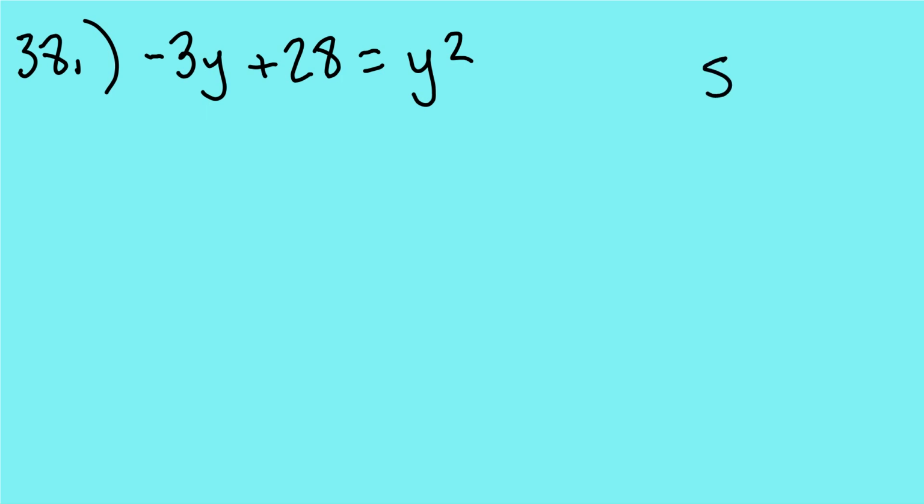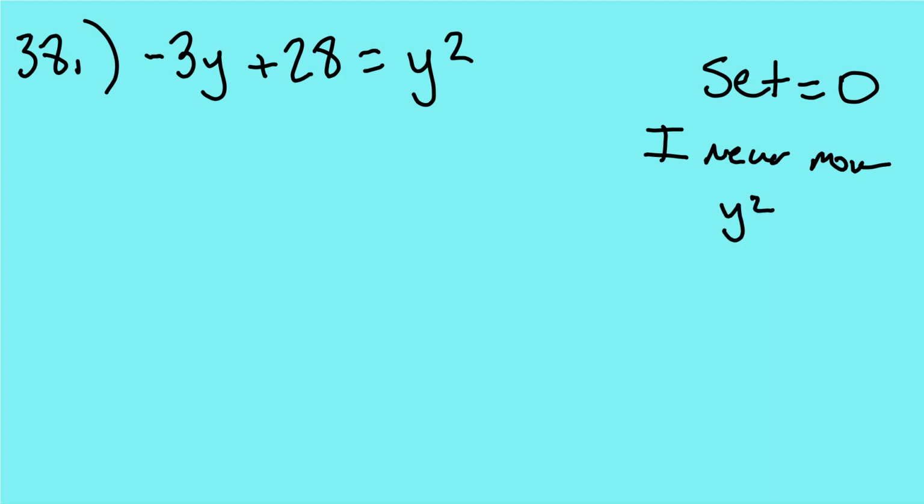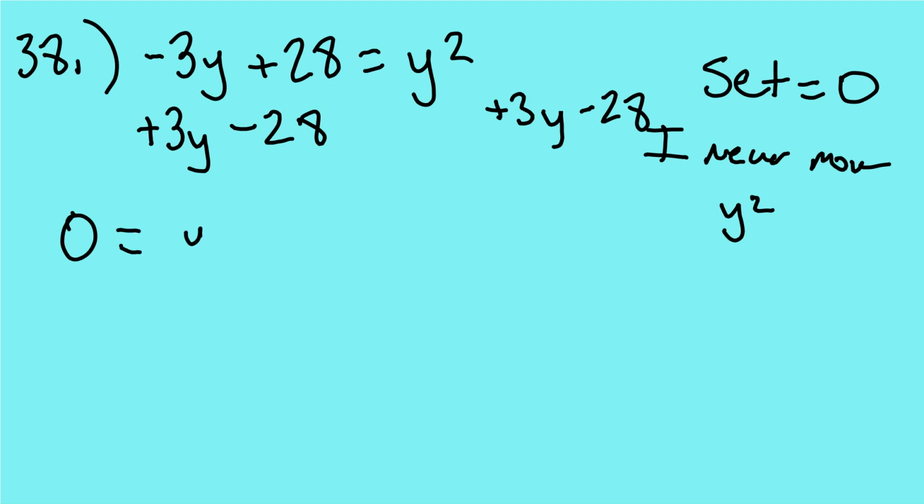38. Remember, it has to be set equal to 0. It's not set equal to 0. I never move y squared. So I'm going to leave that y squared alone. I'm going to add 3y to both sides. I'm going to subtract 28 from both sides. So I'm going to make the left side equal to 0. I'm going to get 0 equals y squared plus 3y minus 28.